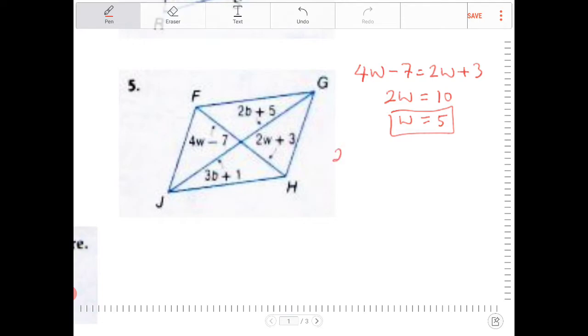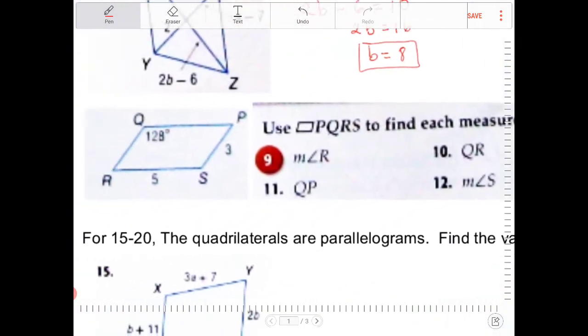Again, 2b plus 5 is equal to 3b plus 1. Subtract 3b from both sides, we get negative b. Subtract 5 from both sides, we get negative 4. So therefore, b is equal to positive 4. Okay.